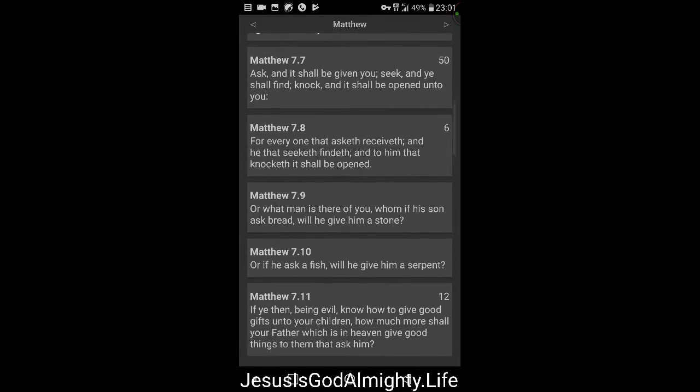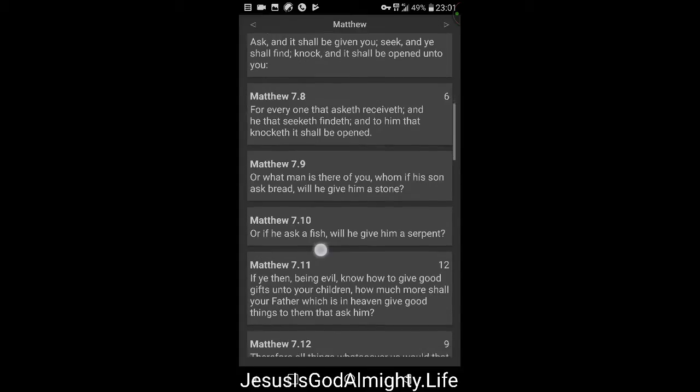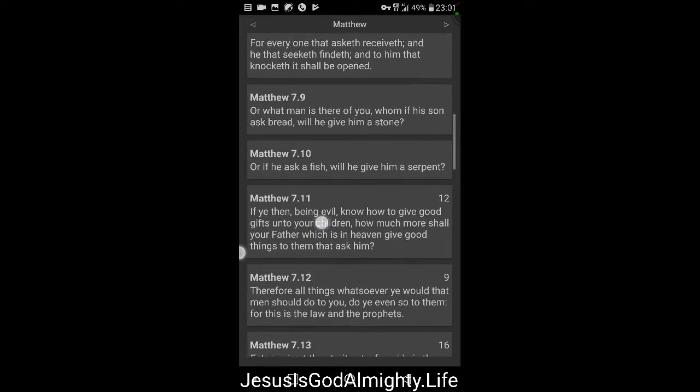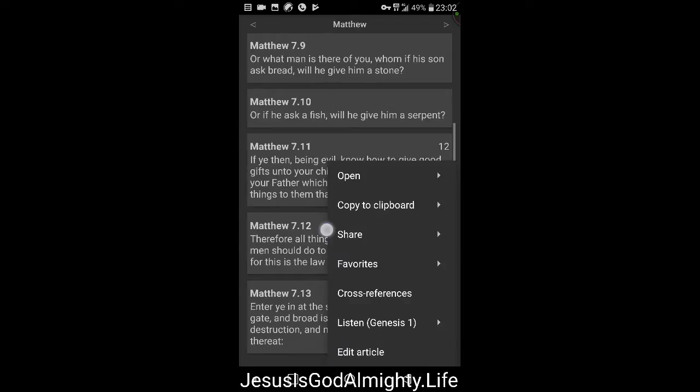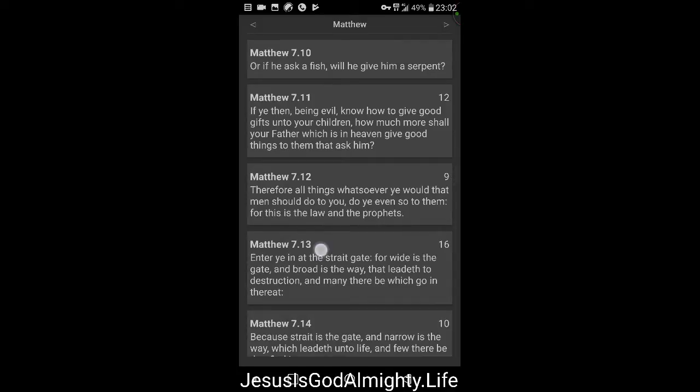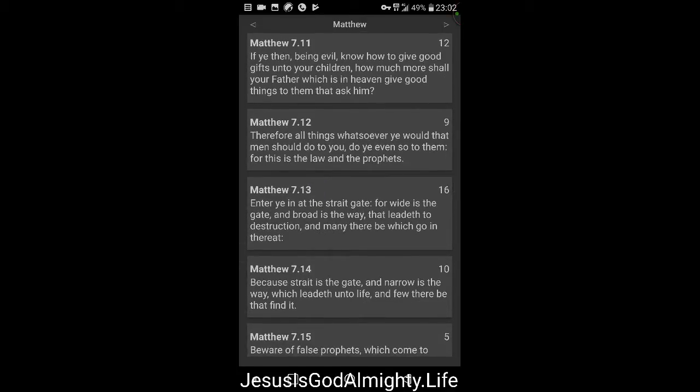So, ask and it shall be given you, seek and ye shall find, knock and it shall be opened unto you. For everyone that asketh receiveth, and he that seeketh findeth, and to him that knocketh it shall be opened. Or what man is there of you, whom if his son ask bread, will give him a stone? Or if he ask a fish, will he give him a serpent? If ye then being evil, so that's us, I guess mankind is evil, we are committing evil deeds on so many levels. It's so sad. But if ye then being evil know how to give good gifts unto your children, how much more shall your Father which is in heaven give good things to them that ask him?